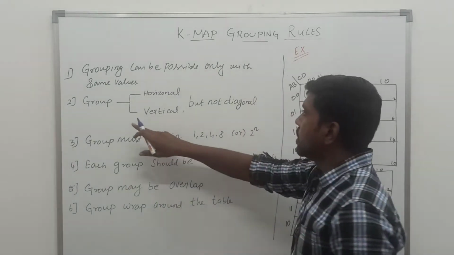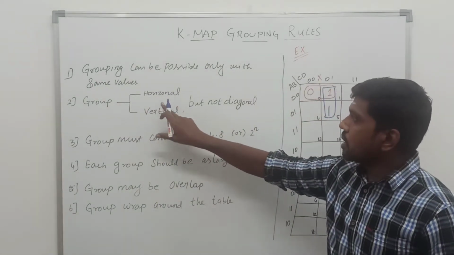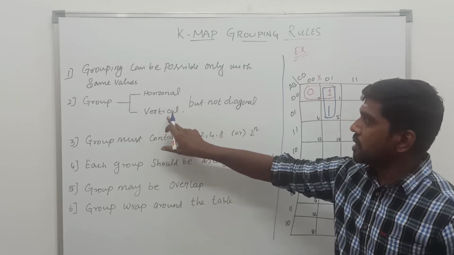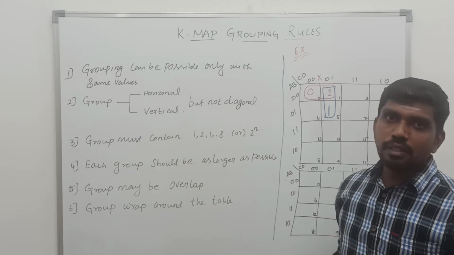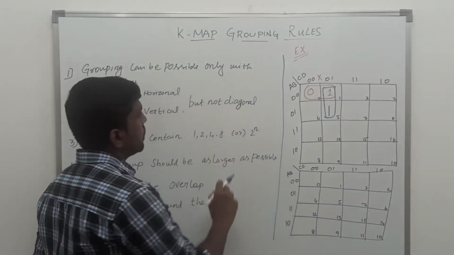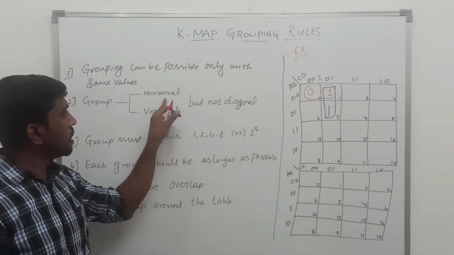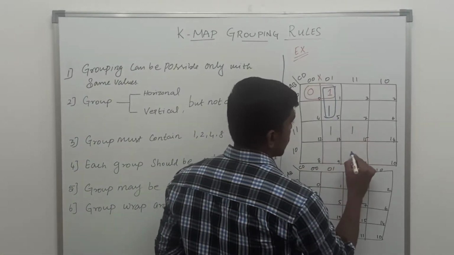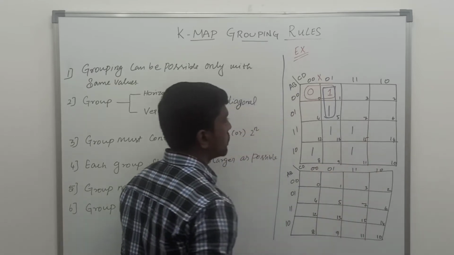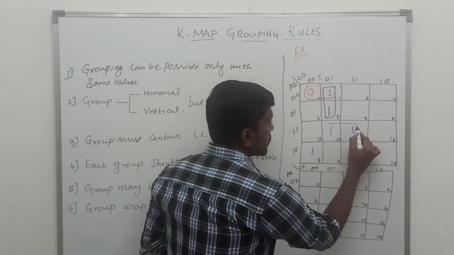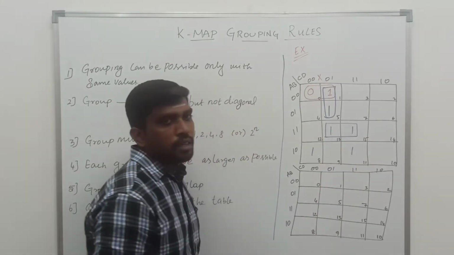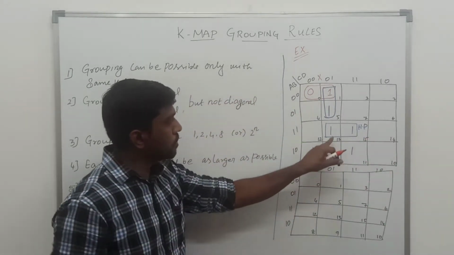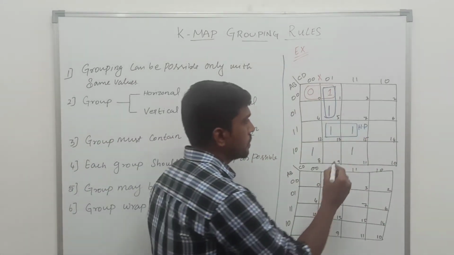The second rule, the grouping must be horizontal or vertical. Only group the values in a horizontal manner or otherwise vertical manner, but not in a diagonal. Do not consider the pairing value in a diagonal, only consider the horizontal value or vertical value. Let us consider the values like this. So this pair is called a horizontal pair. I represent it as HP. So HP represents horizontal pair.